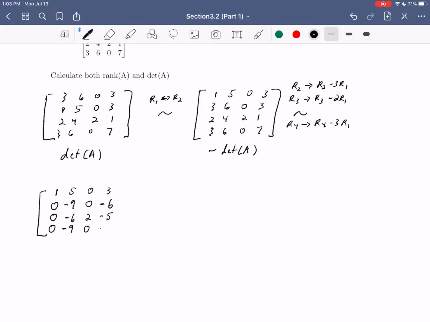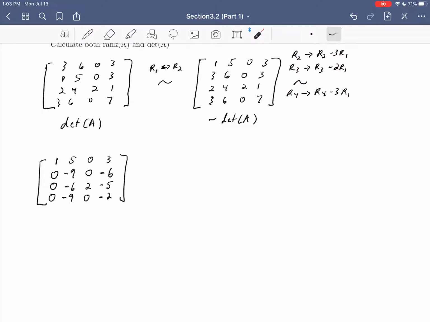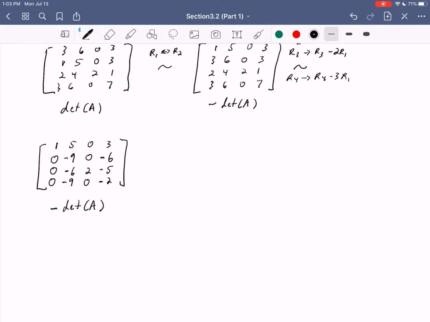And then down here, we're going to get 0, 6 minus 15, so negative 9, 0, and then 7 minus 9, so negative 2. Okay, now these are all the third type of elementary row operation, which we said does not impact the determinant. So doing 3 of them, not going to impact the determinant. So we still have negative the determinant of A.